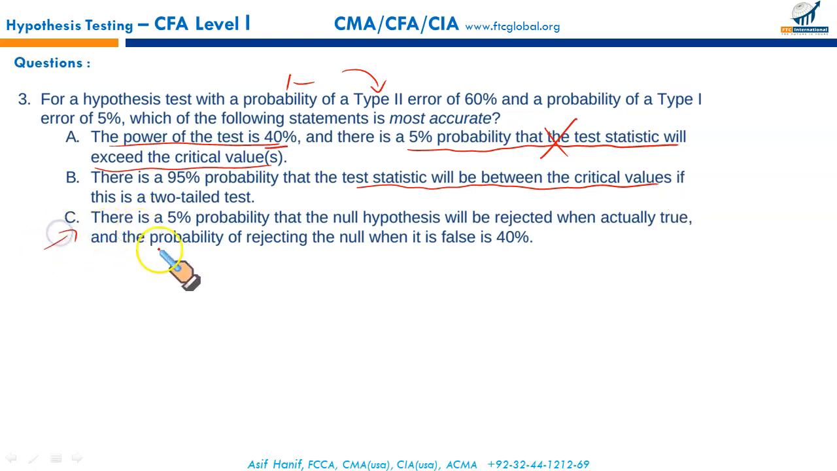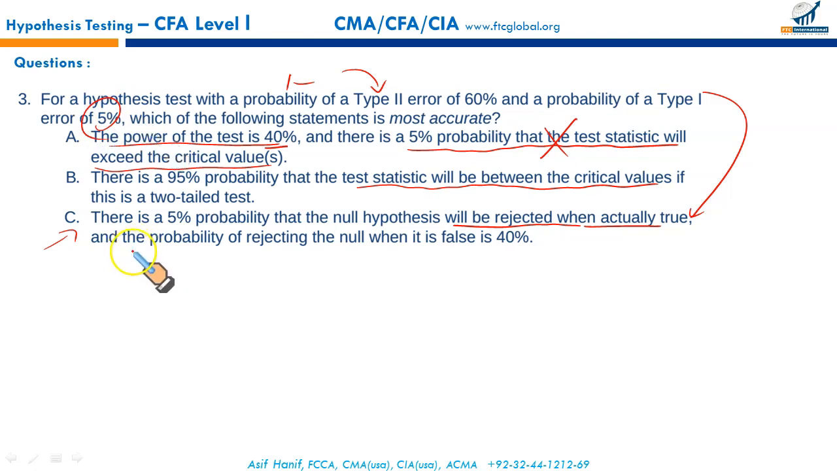Look at option C. There is 5% probability that the null hypothesis will be rejected when actually true, and that is exactly the type 1 error. We discussed a type 1 error a little while ago. Type 1 error occurs when we reject a true null hypothesis, and it is 5%. So this one is true.